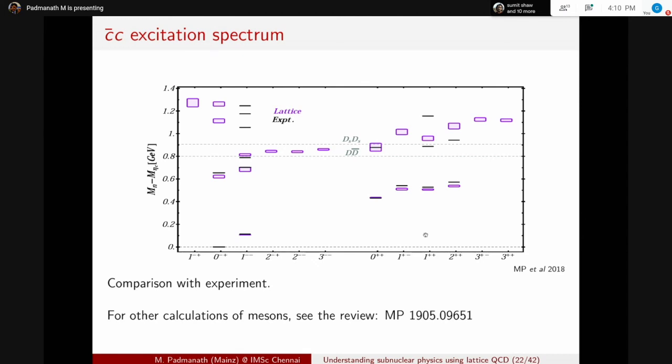So in this way, we have a matrix of correlations. After solving the eigenvalue problem, we get the excitation spectrum. As an example, I show you the charmonium spectrum, which we determined back in 2018. These kinds of calculations are not restricted to heavy quark systems. You can see many different kinds of mesons as well as baryons studied using this approach. Here I show you an example for the charmonium spectrum.